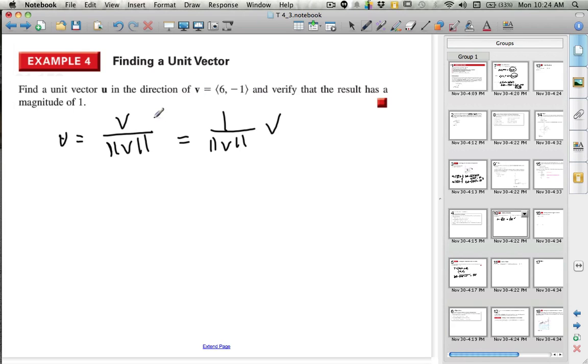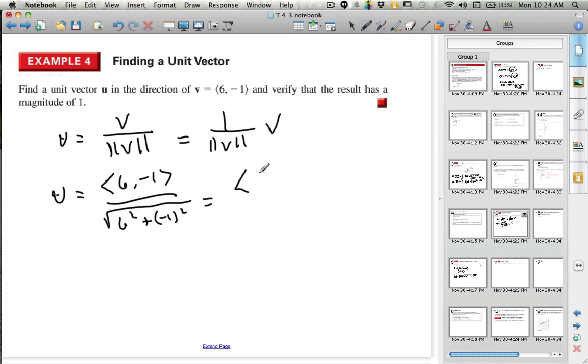Okay, so if we want to take a look at this, how do we do this? I know that my unit vector u is going to be equal to the component form of the vector, 6, negative 1, over the magnitude of that, which is going to be the square root of, excuse me, I don't need to write the vertical lines anymore, the square root of 6 squared plus negative 1 squared, which is going to be 6, negative 1 over root 37, and we would actually distribute the division, right?